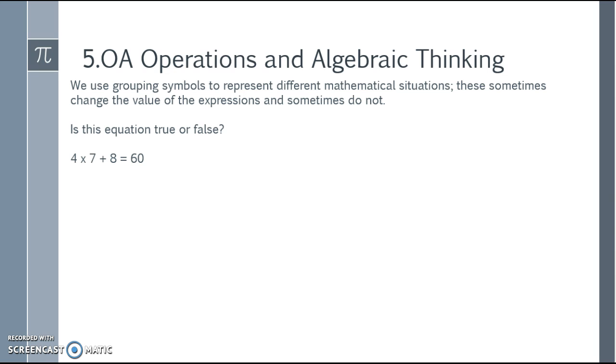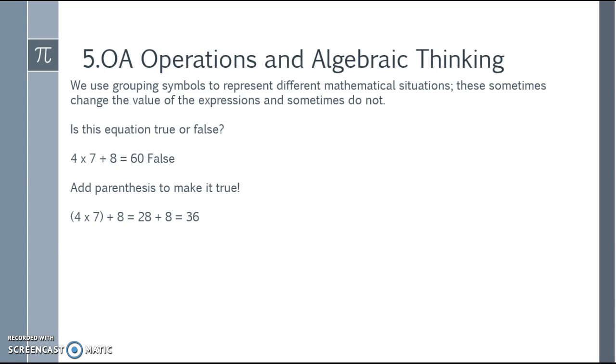Is this equation true or false? 4 times 7 plus 8 is 60. This equation is false. Let's add parentheses to make it a true statement. Let's see what happens when I group our first two numbers together. 4 times 7, and then add 8.